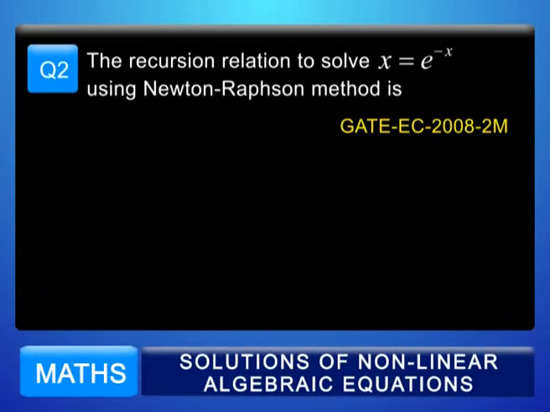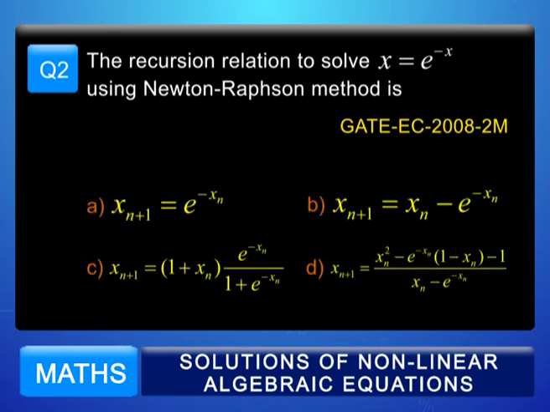Question number 2. The recursion relation to solve x equals e power minus x using the Newton-Raphson method is, the options are: xn plus 1 equals e power minus xn; xn plus 1 equals xn minus e power minus xn; xn plus 1 equals (1 plus xn) into e power minus xn, whole divided by 1 plus e power minus xn; and the last option, xn plus 1 equals xn squared minus e power minus xn into (1 minus xn minus 1) whole divided by xn minus e power minus xn.